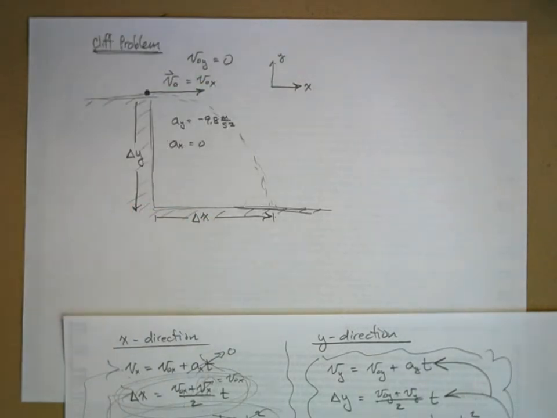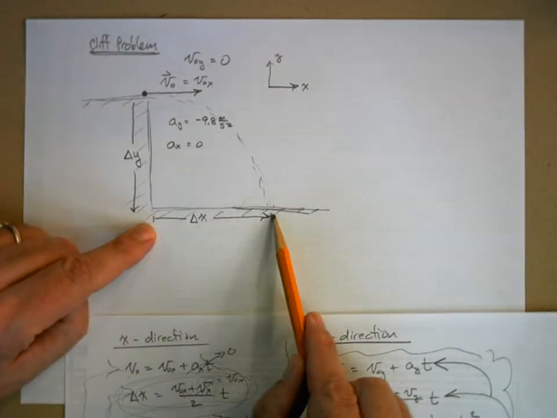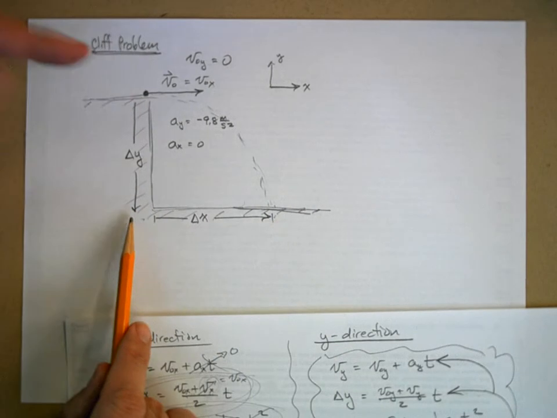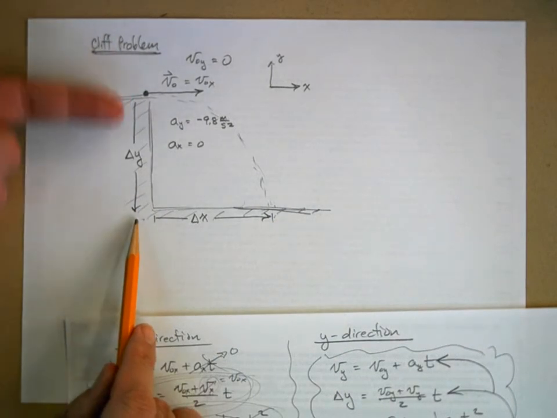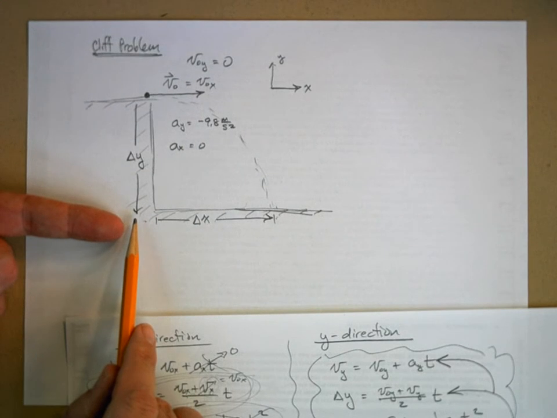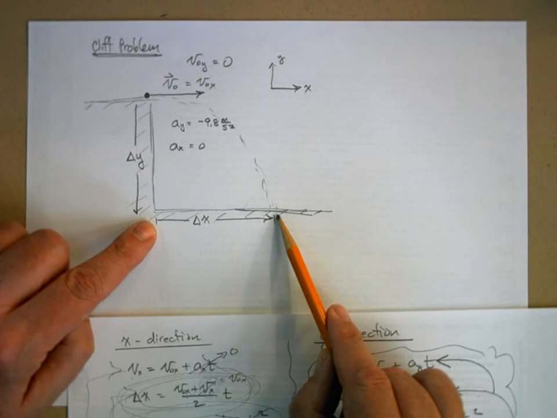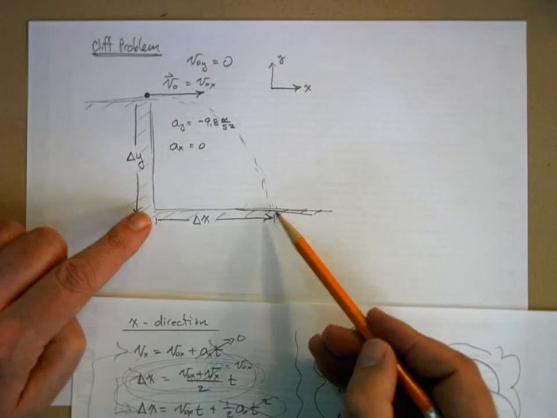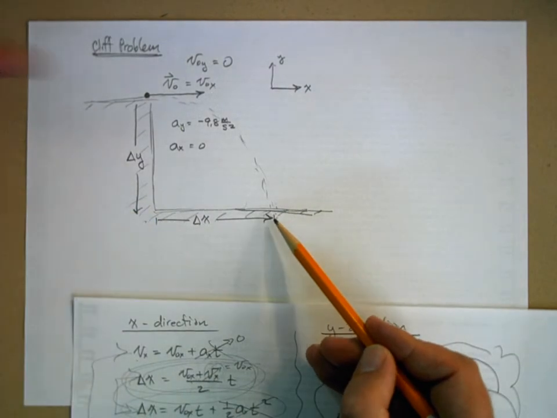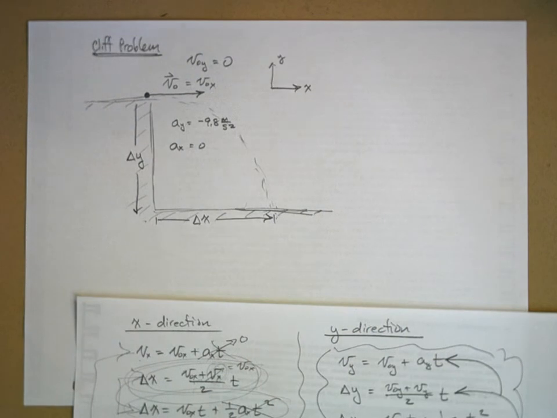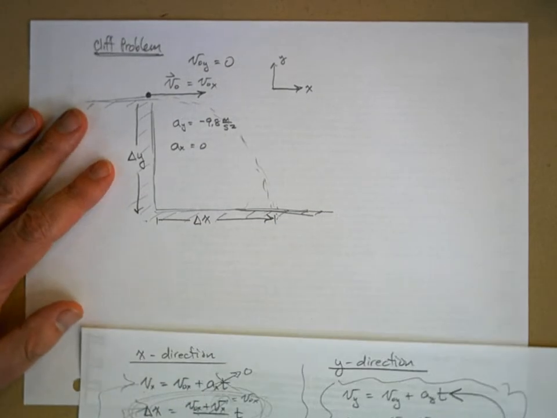Now, I guarantee you, for example, if you need to find delta x, they will give you delta y. And you will be able to use delta y to figure out how much time it took for that stone to hit the ground. If you know that and you know the initial velocity, you can figure out how far that rock is going to go before it hits the ground. Or they could give you how far it went and how fast you threw it, and you figure out how high the cliff is. There's a wide variety of what they can give you and what you're trying to find, but they'll all be set up this way. So that's the cliff problem.